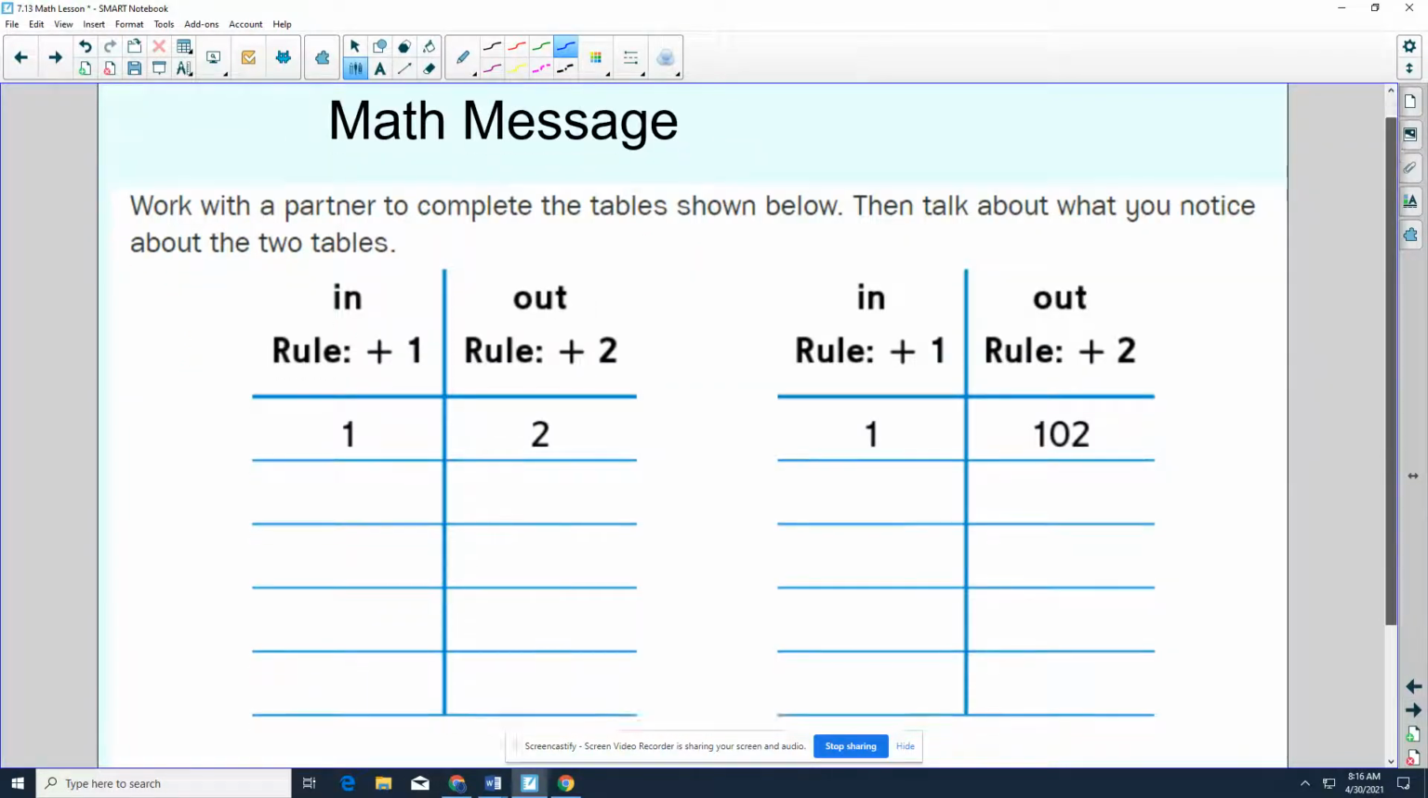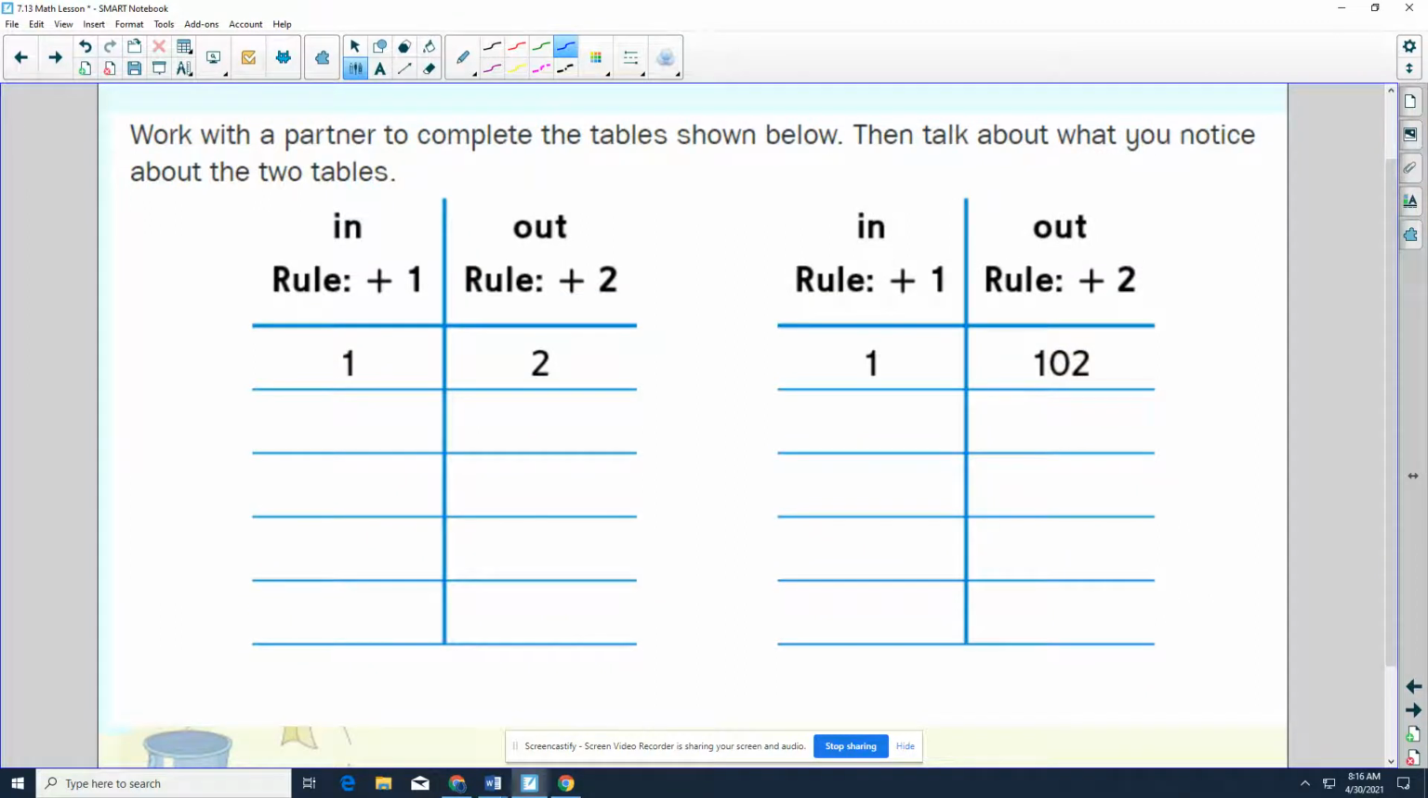All right, so now we're going to move on to the parts of our objective today with understanding some patterns and studying those, and then being able to graph some later. It says work with a partner to complete the tables shown below. Then talk about what you notice about the 2 tables. So if you're home or watching this video, you probably don't have a partner to work with. So that's okay. Go ahead and pause the video, take a few moments, and try to see if you can figure out what to do with the rules.